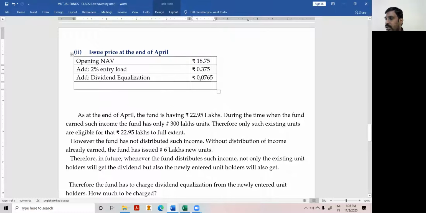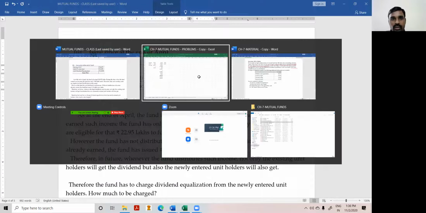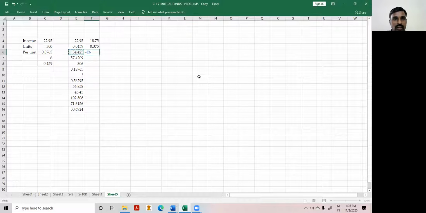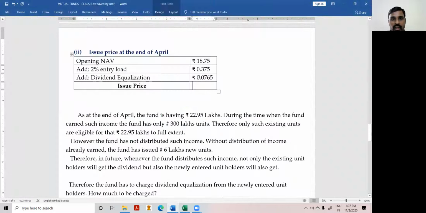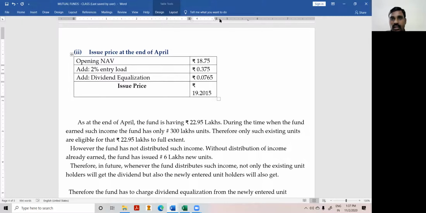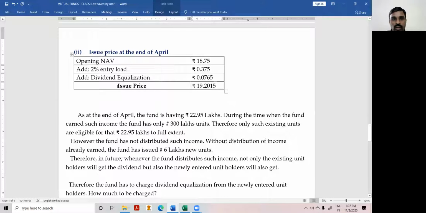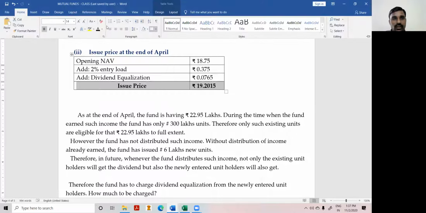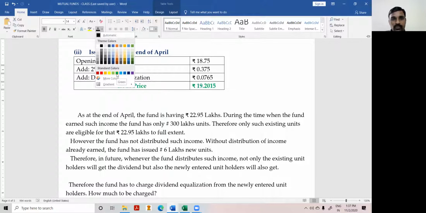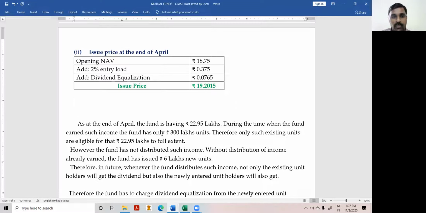Okay, 18.75. So therefore, the issue price: 18.75 plus 0.375 plus this amount of 0.0765. So the total will be 19.2015. This is the total issue price at the end of April.